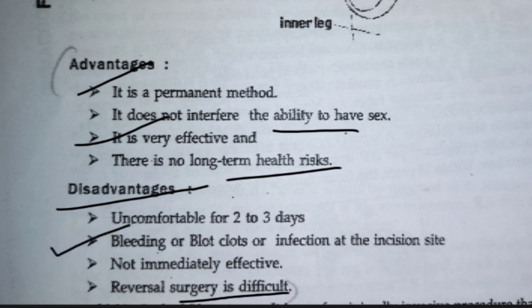Because of the operation there will be an injury, and bleeding can be seen, infection also can be seen, and pain and discomfort because of this operation is seen for 2 to 3 days. Also, when the operation is performed it's not suddenly effective, it takes some days to be effective. These are the advantages and disadvantages of the male sterilization method.